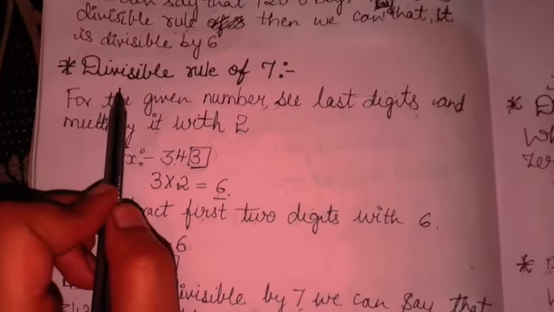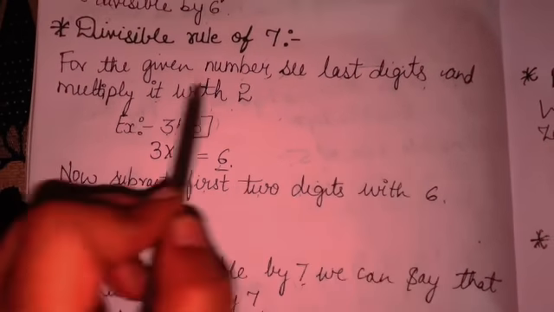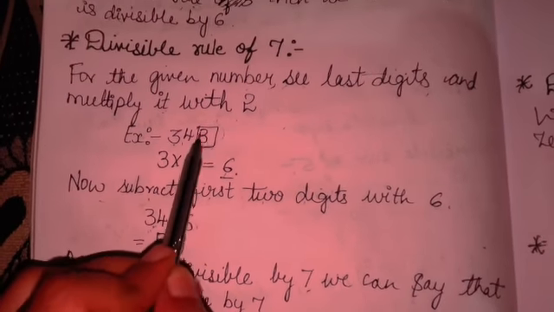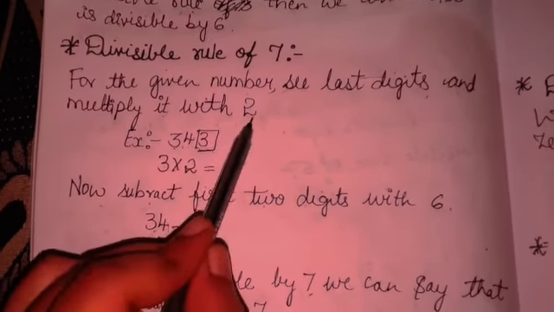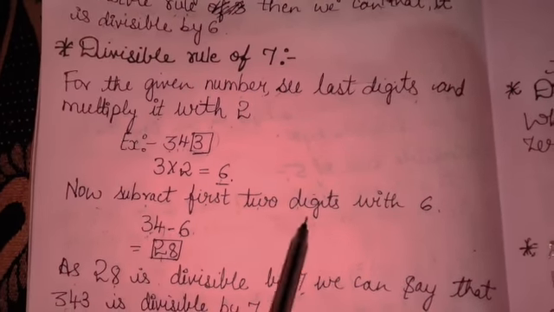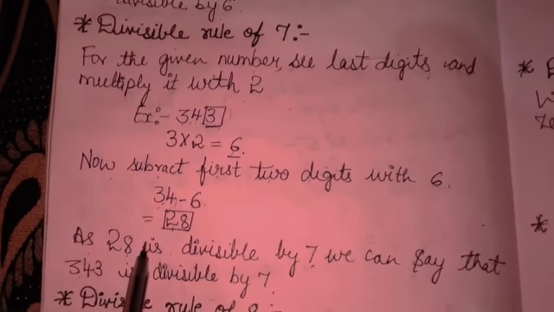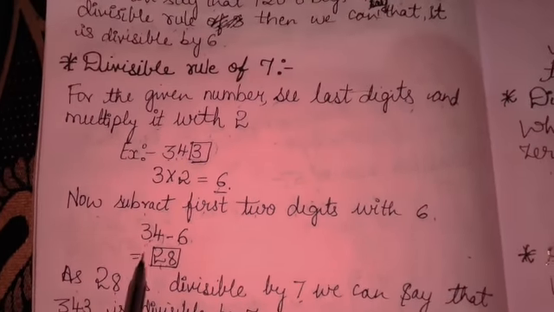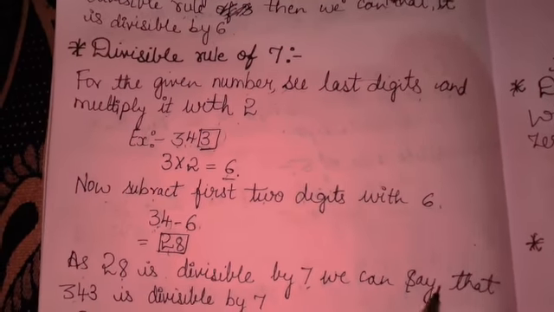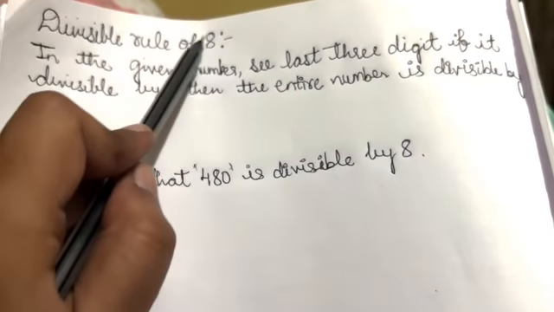Next is the divisibility rule of 7. For the given number, see the last digit and multiply it by 2. Now subtract that answer from the remaining first digits. If the result is divisible by 7, we can say that the given number is divisible by 7. You can take any example and try it.